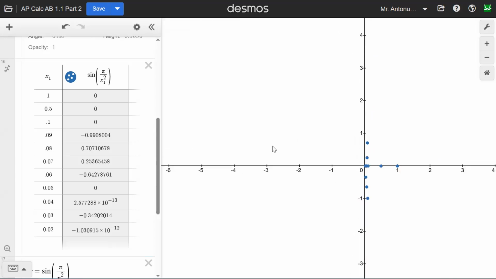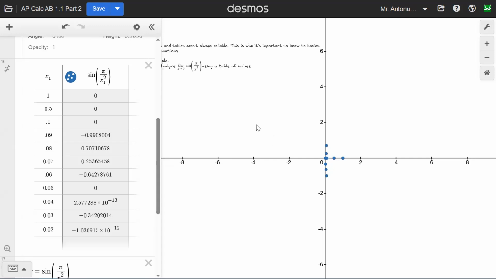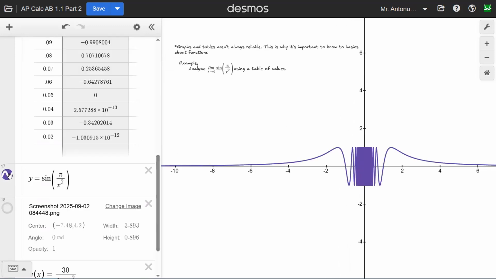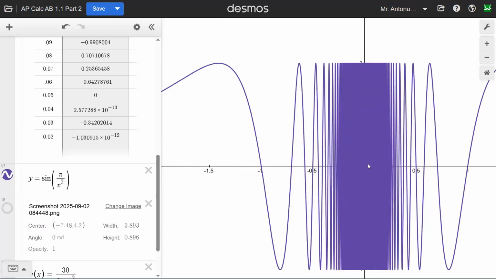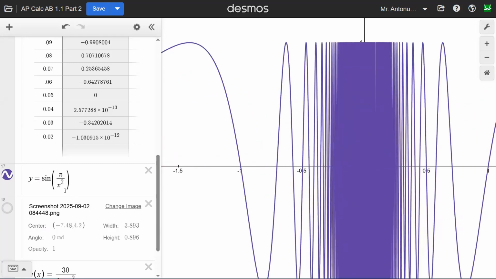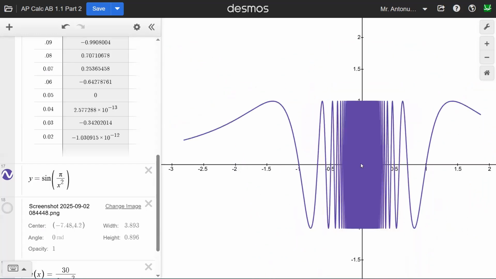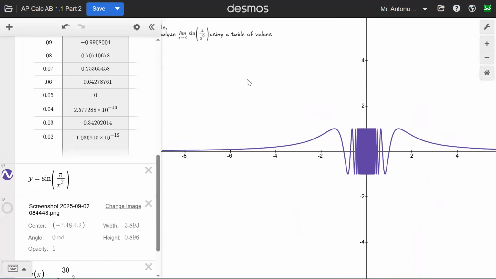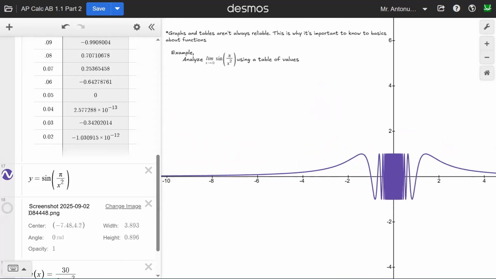And this is because this function fails to approach a specific value. If we look at the actual graph of the function, we'll see that it oscillates. In fact, it oscillates more and more the closer you get to 0. And this is basically because you're dividing by x squared. So as x approaches 0, this one, the limit does not exist because of oscillation.